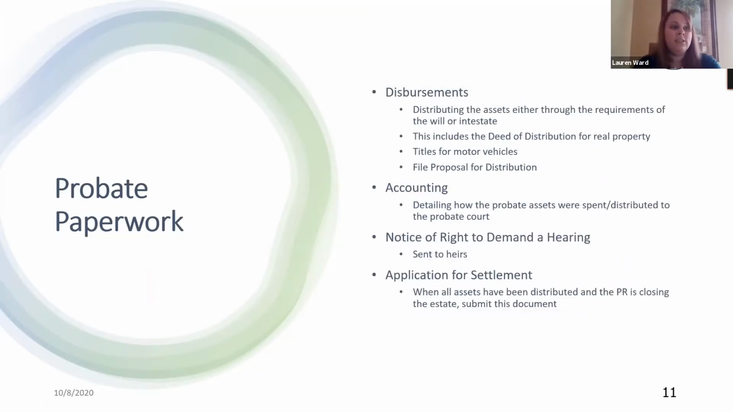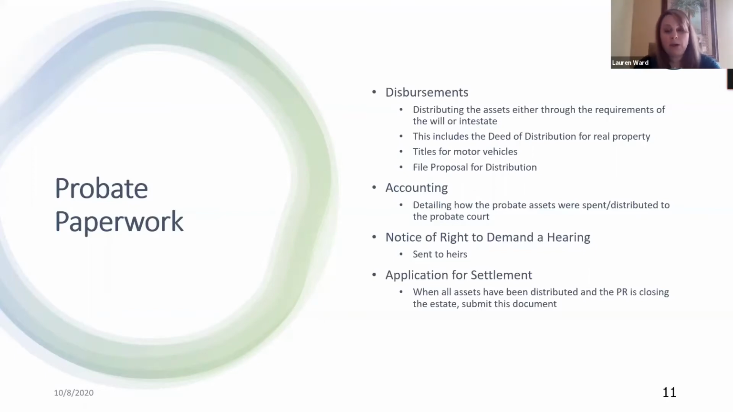So after you've done all this, you're going to do disbursement of the assets, and you're going to look at it through, if there was a will, you're going to properly disperse it by the way the will was stated. If they're intestate, you're going to make sure you do it by the Uniform Probate Code. So this includes doing things like a deed of distribution for real property. You're going to have to go to the DMV to file for titles for motor vehicles, so that way you can properly convey those out of the state.